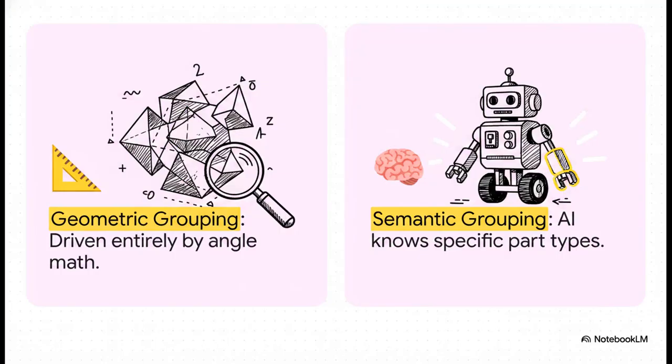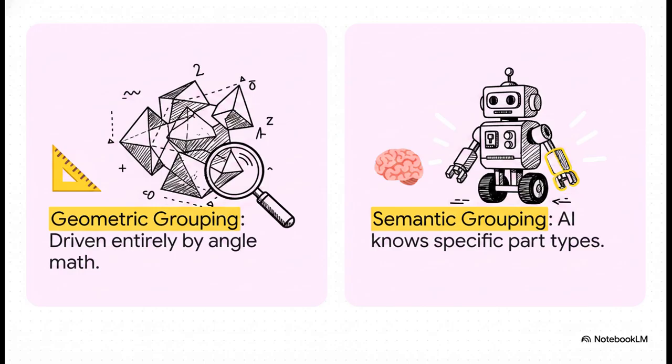Time for a quick reality check in Section 6, Limitations and Alternatives, Understanding the Tool's Boundaries. While this tool is ridiculously fast, we need to understand exactly what it is and isn't doing under the hood. There is a very sharp contrast here between geometric grouping and semantic grouping. This add-on uses geometric grouping. It's driven entirely by angle math and connectivity. It literally has no idea what your object actually is.